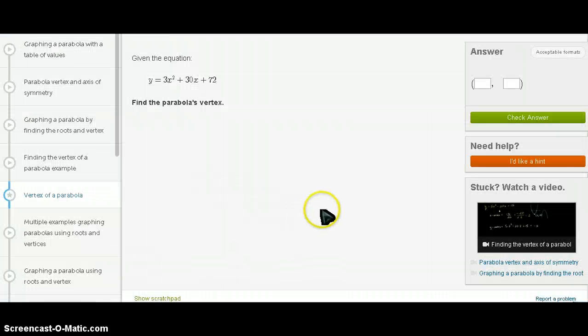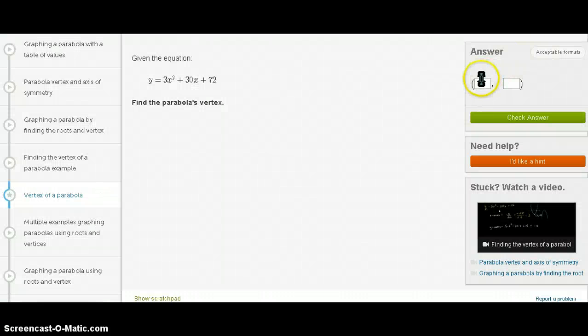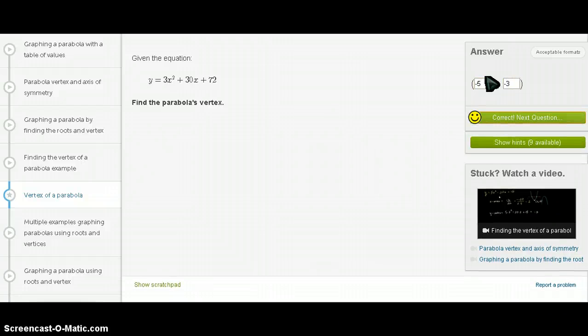Then when we want to write it, they want us to write it in vertex form. So it will be xy. x always comes first. So minus 5 comma minus 3. Now let's go check our answer over here. What we got here is minus 5 and minus 3. So let's input it here. Minus 5 and minus 3. And we are correct.